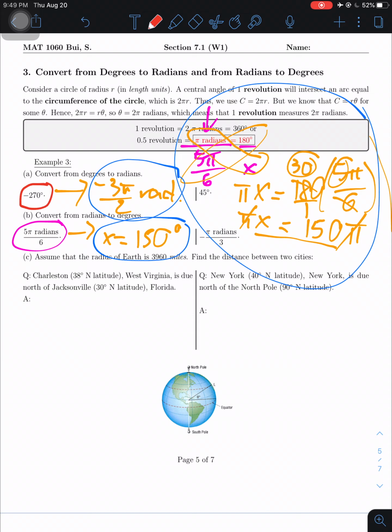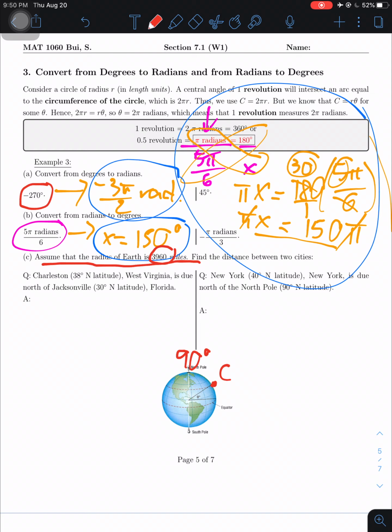Okay, let's talk about the very last part of this example, part C. Assume that the radius of the Earth is 3960 miles. Now we have to find the distance between the two cities. So this is the globe. We have the globe in there, right at the bottom of the page. Charleston is 38 degrees north latitude. So we know that up top in here we have 90 degrees. So 38 is about a third of 30, so I would say it is right here at the L mark. Let me put C in here for Charleston.